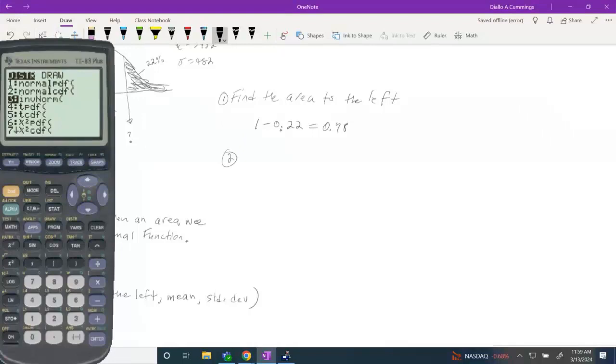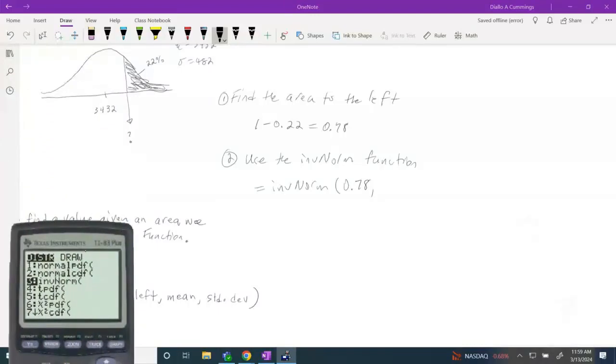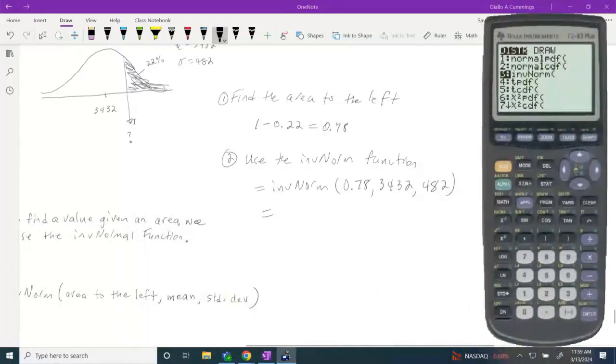Now I'm going to use this inverse normal function. I have everything I need. So that's going to equal the inverse norm. I have to put in the area to the left, which is 0.78. I have to put in the mean, which is 3,432. I have to put in the standard deviation, which is 482. Once I put that in, it should give me the birth weight of the heaviest 22% of the babies. So I have inverse normal, 0.78, comma 3432, comma 482.